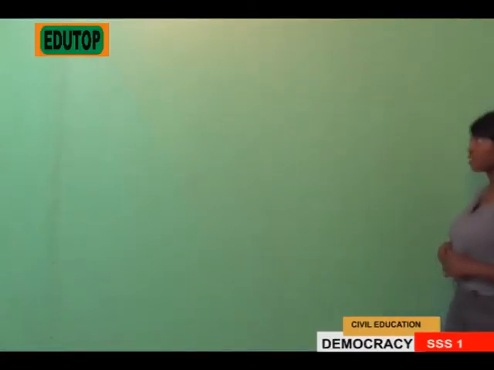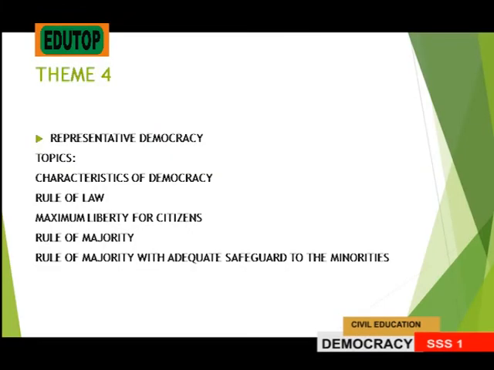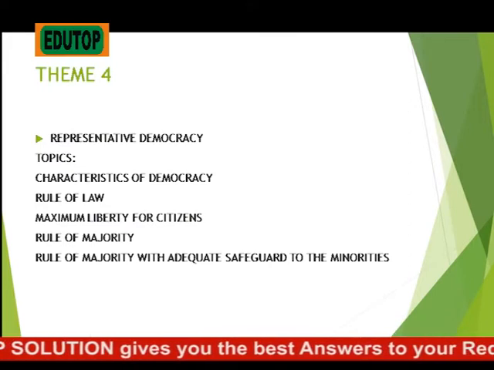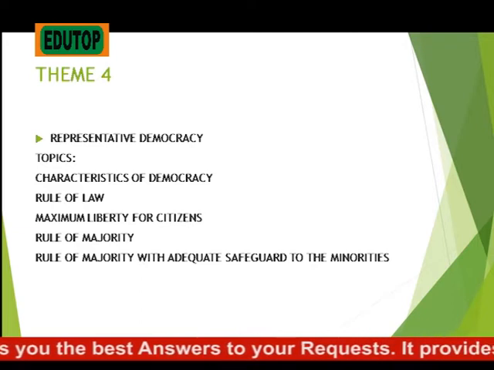Welcome back to class. Now we're moving on to Theme 4, which is Representative Democracy. Under Representative Democracy, I have the following topics: Characteristics of Democracy, Rule of Law, Maximum Liberty for Citizens, Rule of Majority with adequate safeguard to the minorities.